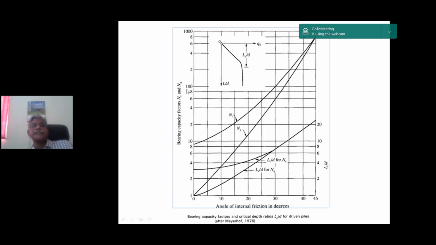So the Nc, Nq factors which are required to substitute in the formula can be taken from this particular graph. The angle of internal friction is given on the x-axis, and the bearing capacity factors Nc, Nq are given on the y-axis. So for different L by D values, the Nc, Nq, N gamma values can be taken. That is a chart you can utilize. It's suggested by Meyerhof in the year 1976.